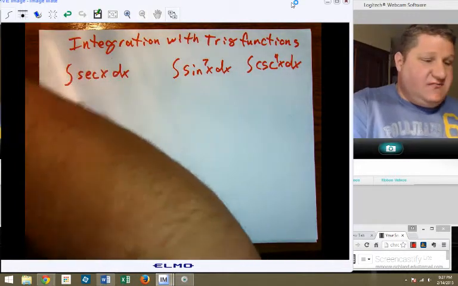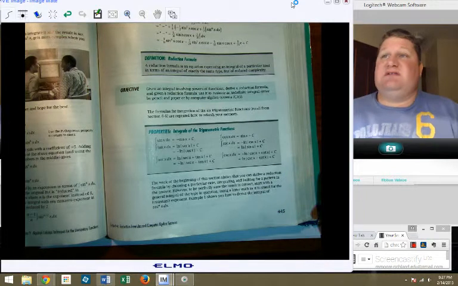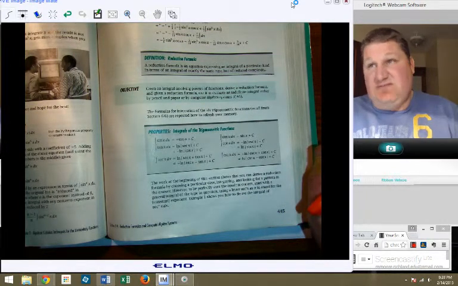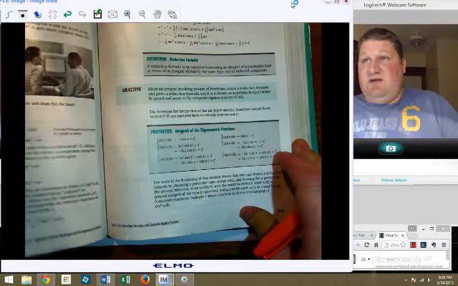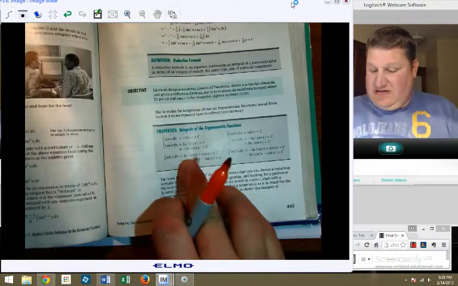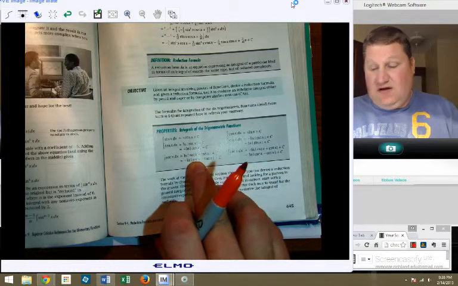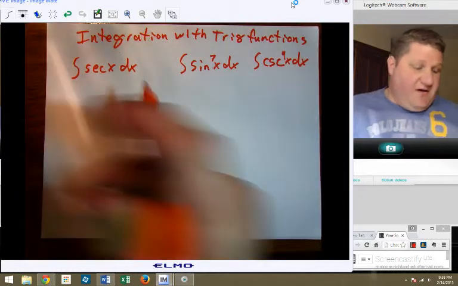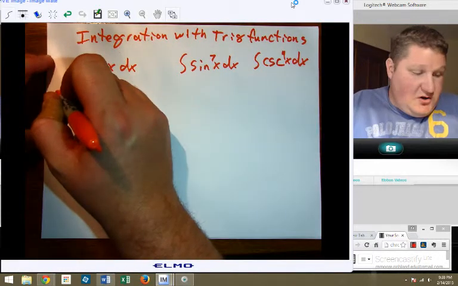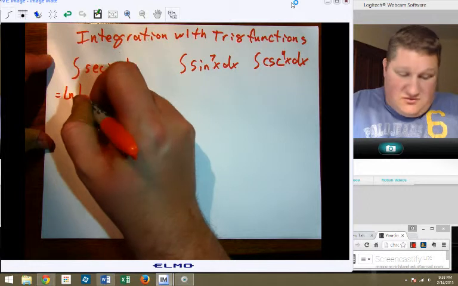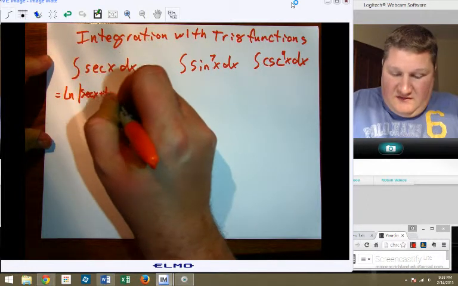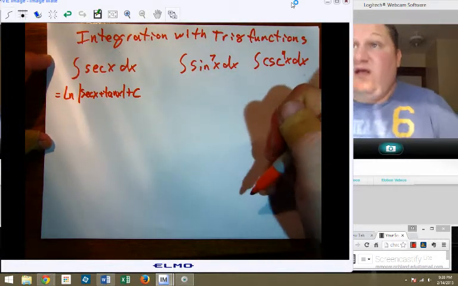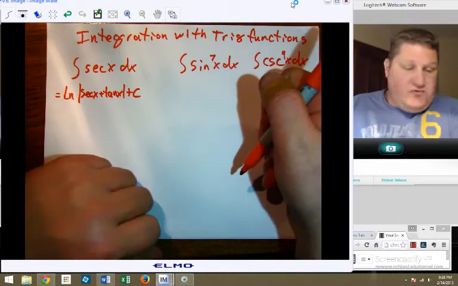However, ladies and gentlemen, there are some things in life you just need to memorize. You need to memorize the integration of the 6 basic trig functions. So in this case, the integration of secant x is the natural log of the absolute value of secant x plus tangent x plus c. That can also be found in the notes that are also online. So your short answer here is natural log of secant x plus tan x, absolute value, plus c. There you go. That is the long and the short of that.